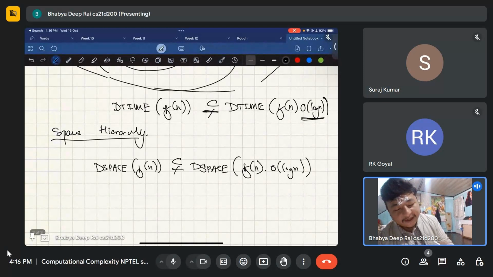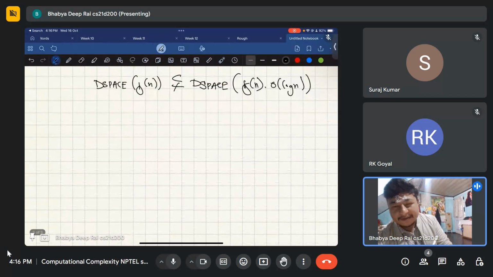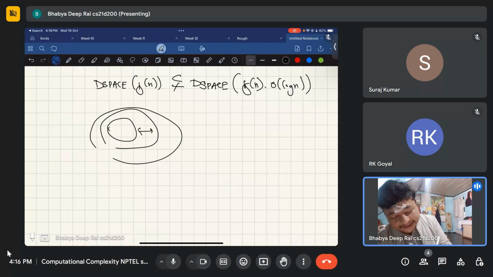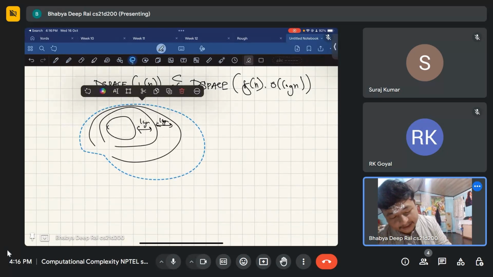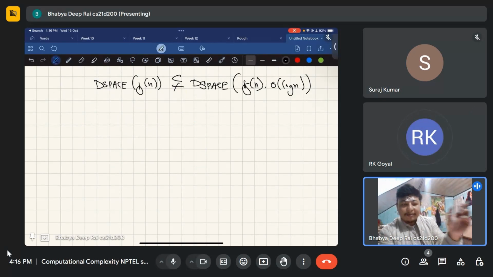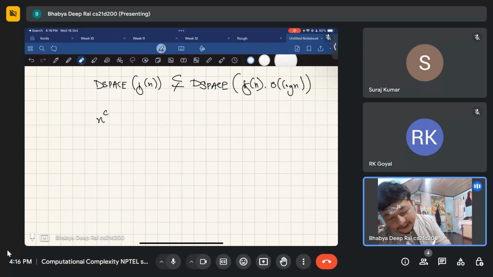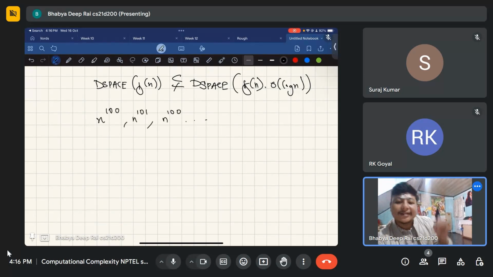Now we say, okay, fine, but it is difficult to work with these small space classes with just a little bit of difference, a log n difference of computational resource. So I say I don't want to work with that level of detail. What I do is club them together. I'll put n to the c time, n to the 100, n to the 101, and n to the 1000, everything in the same basket.